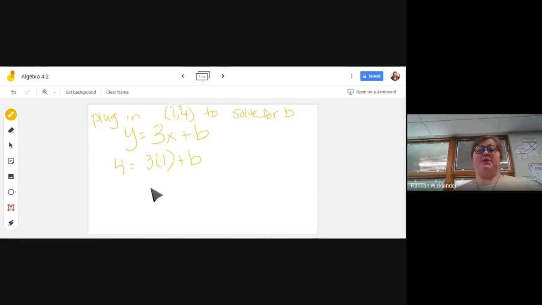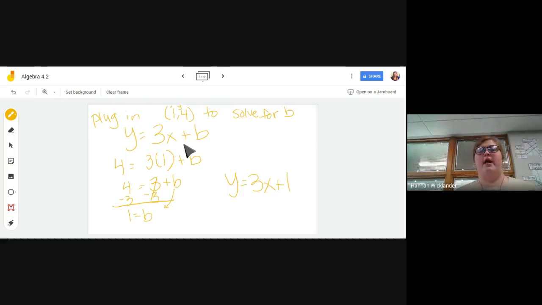Okay, so I'm going to solve. I plugged in my y and I plugged in my x. So 3 times 1 gives me 3. Nothing happened to my 4 and my b, so they come down. Now I'm going to move 3 to the other side to get b by itself, so I'm going to subtract 3 from both sides. 4 minus 3 gives me 1. These 3's cancel, and my b comes down. So now I have y equals 3x plus 1 as my final answer.